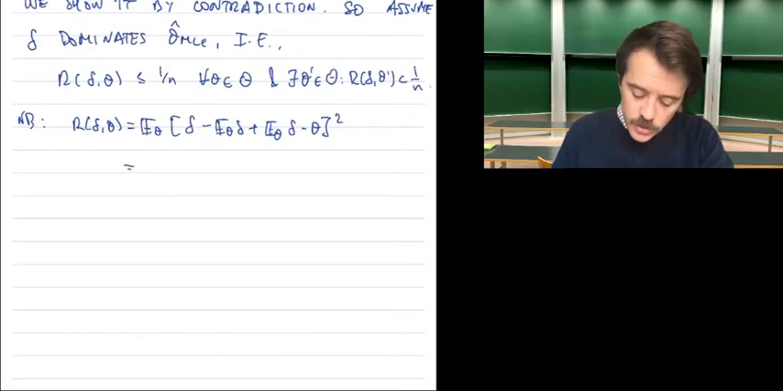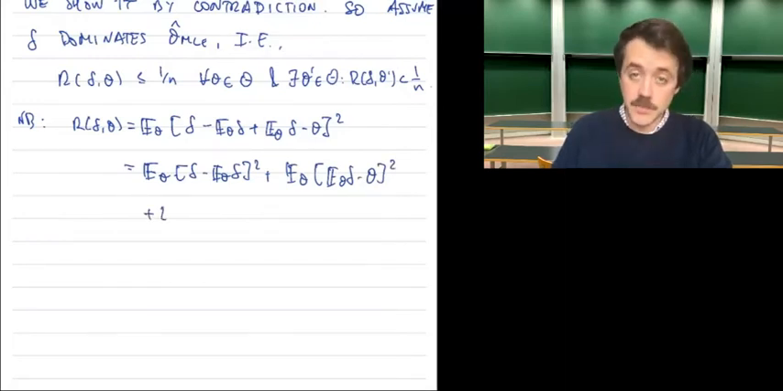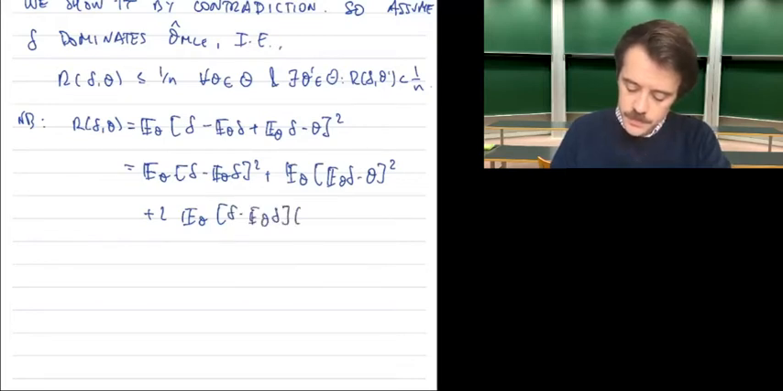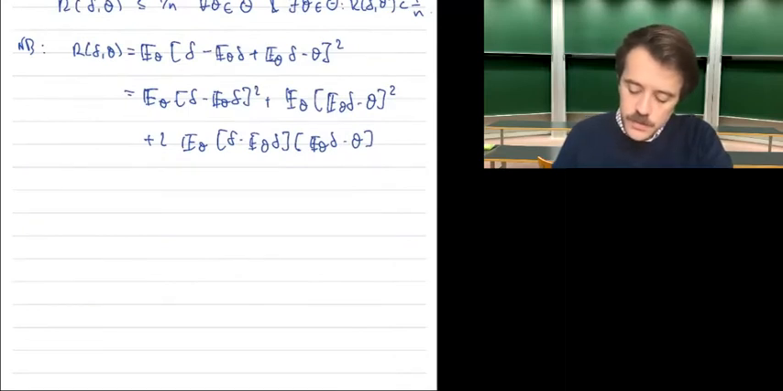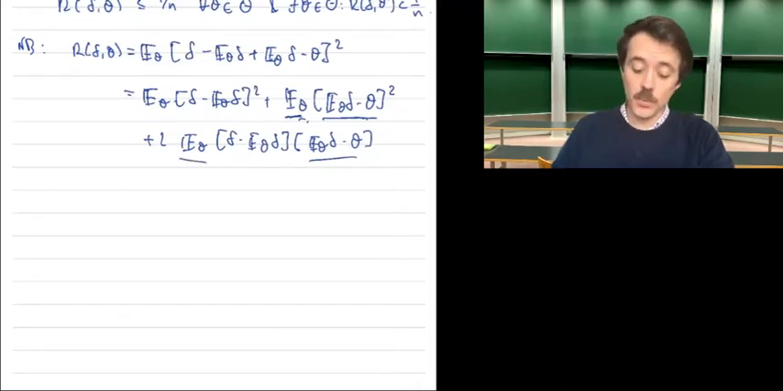Okay, so this quantity, if you just expand the square, what you get is delta minus the expectation, squared, plus, let me go up slowly, the expectation under theta of delta minus theta, squared, plus 2 times the expectation under theta of the product of these quantities. Okay. So now, this guy is not random, so this expectation will go away and we'll just have the square. And then again, this guy is not random, so we can take it out of the expectation, and then what we get is that this guy is going to give us mean 0.